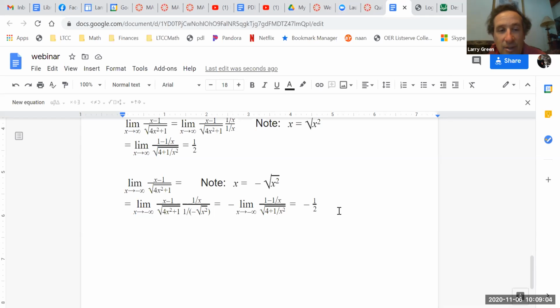So just note, if we have a square root and you want to put an x inside the square root, you can't put it as an x squared if we're going off to negative infinity. You have to have a negative outside. Got it?